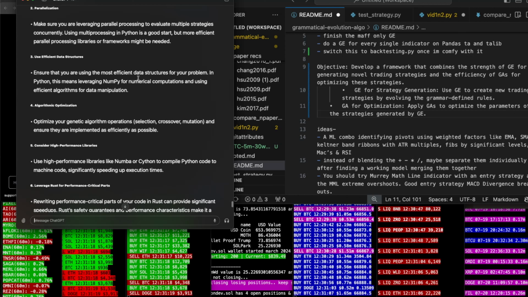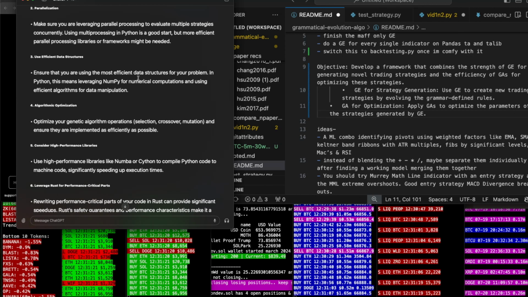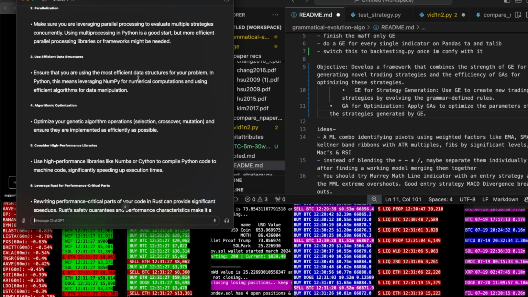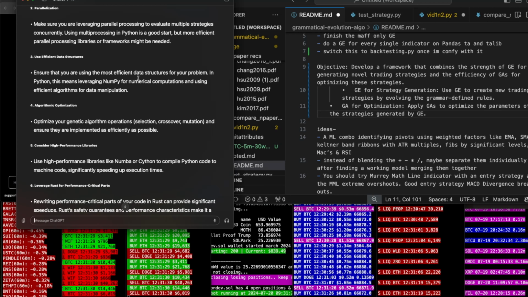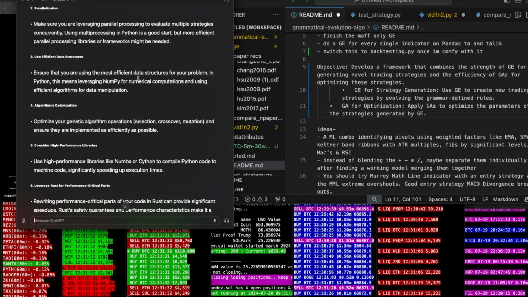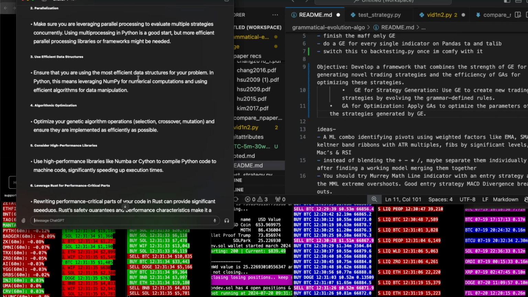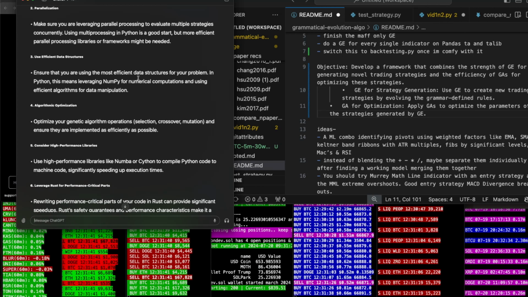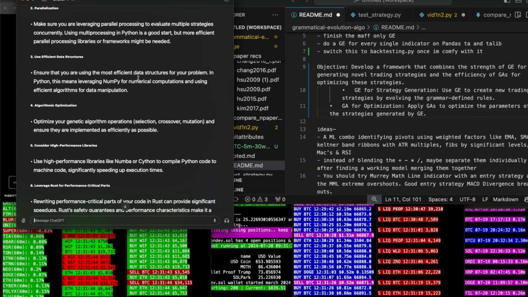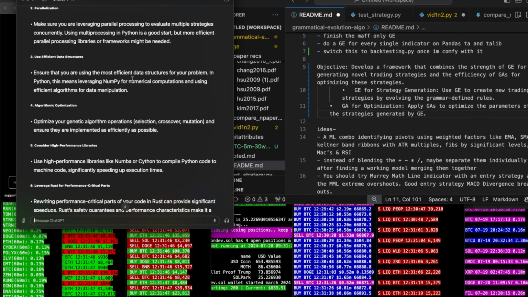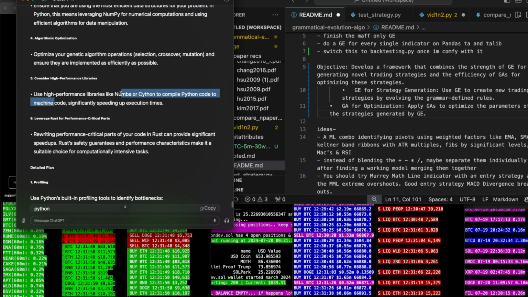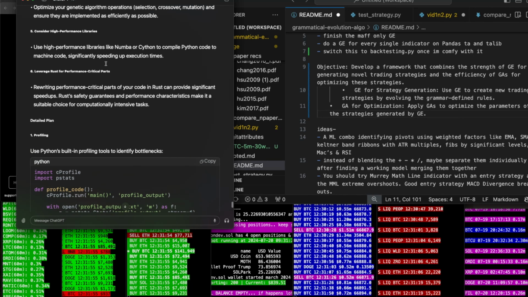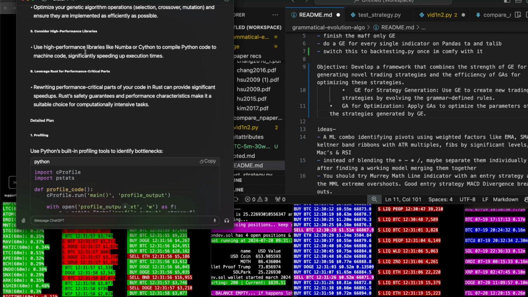Using multi-processing in Python is a good start, but more efficient parallel processing libraries or frameworks might be needed. Use efficient data structures. Ensure that you are using the most efficient data structures for your problem. In Python, this means leveraging NumPy for numerical computations and using efficient algorithms for data manipulation. Algorithm optimization. Optimize your genetic algorithm operations: selection, crossover, mutation. Use high-performance libraries like Numba or Cython to compile Python code to machine code, significantly speeding up execution times.